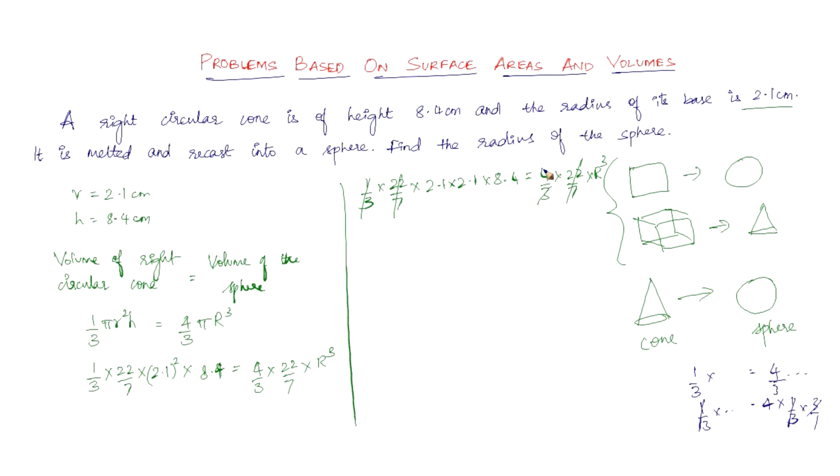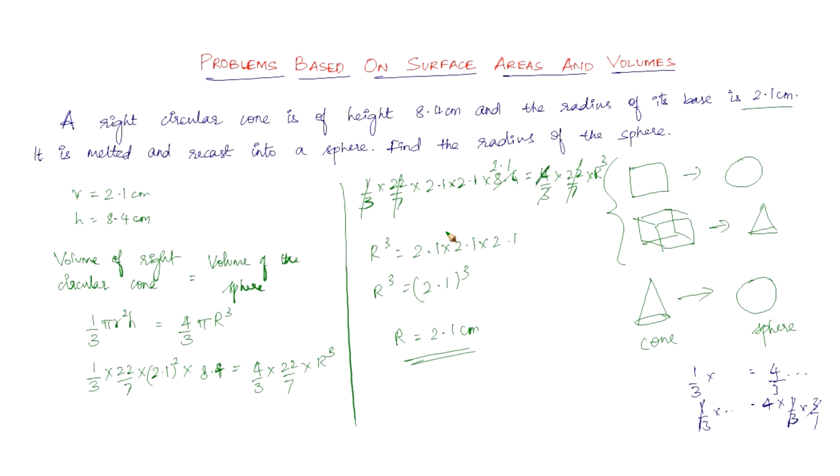So you're left with 4 going into 8.4 two times, with the 2.1 remaining. So all we are left with is R cube equals 2.1 times 2.1 times 2.1, which is nothing but R cube equals 2.1 the whole cube. Therefore the radius is 2.1 centimeters. The radius of the sphere is just the same as the radius of the right circular cone here. So the radius of the sphere is found to be 2.1 centimeters. This ends this problem. It's a pretty simple problem.